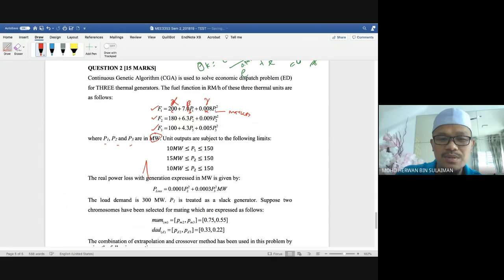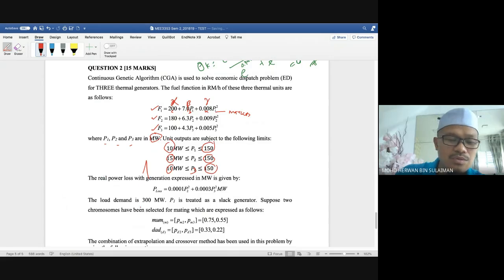So the outputs are subject to the following limits. So this is the inequality constraints. This one is the minimum, this one is the maximum for P1. This one is minimum for P2. This one is maximum for P2. This one is minimum for P3. Then this one maximum for P3.